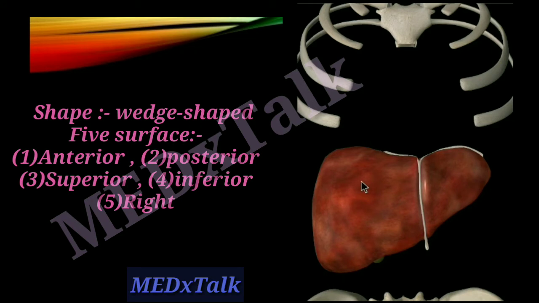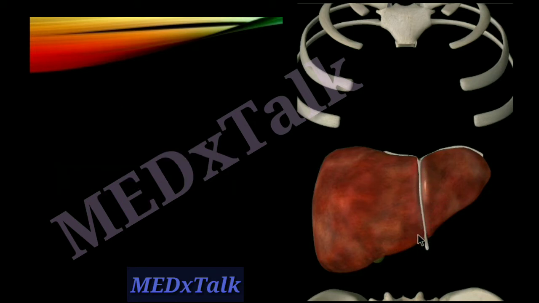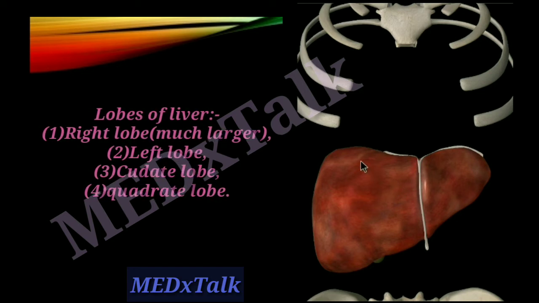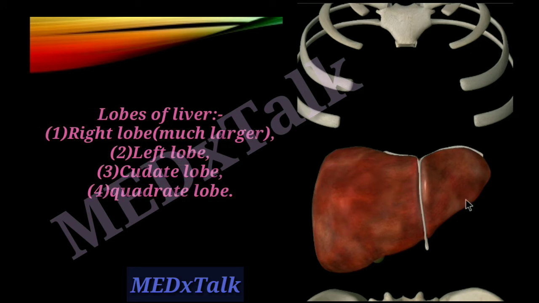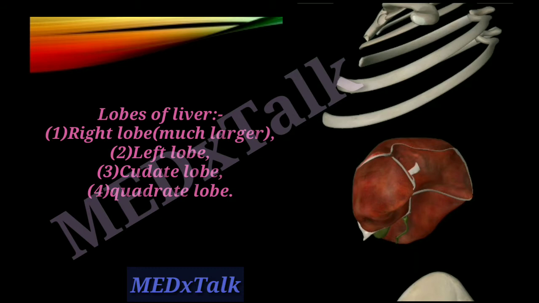The liver is divided into right and left lobes by the attachment of the falciform ligament anteriorly and superiorly. Now we discuss the ligaments of the liver.